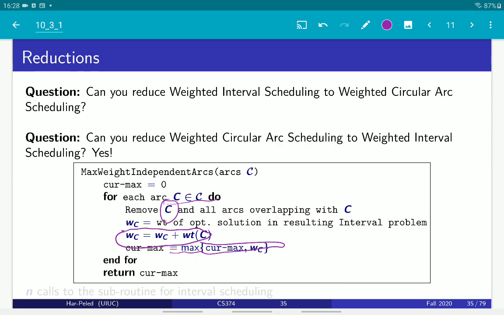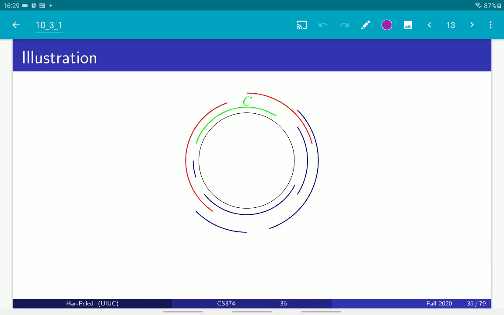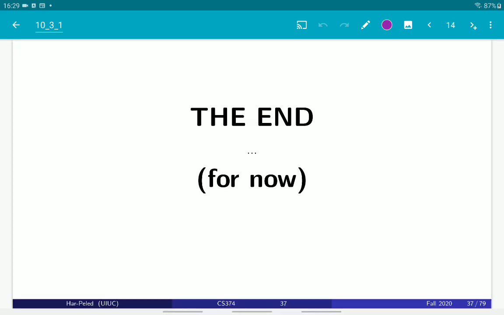So the fact that this is a circular-arc graph shows that the problem does not become much harder. And we didn't have to think about how to solve it directly. We just reduced it to a problem that we know how to solve, which is always nice and enjoyable. Okay, and I already did the example, so that's it. Thank you.